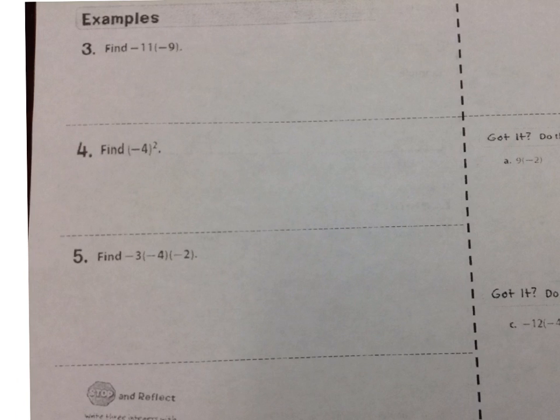So let's go ahead and check out the following examples. Number 3 says find negative 11 times a negative 9. The signs are the same, so that results in a positive, and then we just multiply 11 times 9, which is 99. Number 4 says find negative 4 to the second power. What we talked about in class today is that when you raise a number to the second power, this means negative 4 times negative 4. So again, we're multiplying, the signs are the same, so you're going to result in a positive 16.